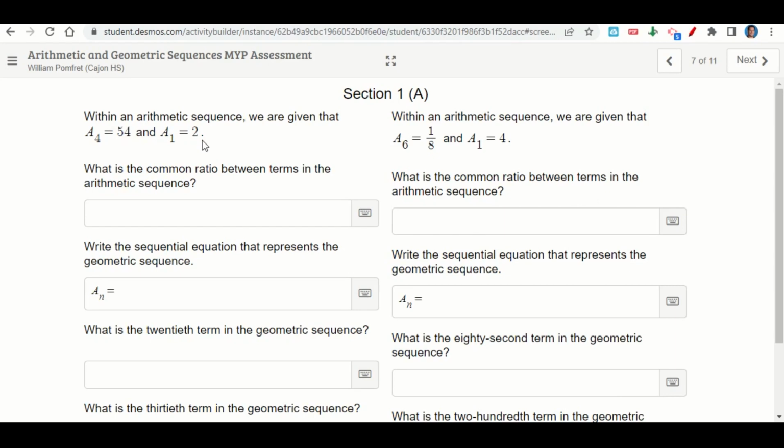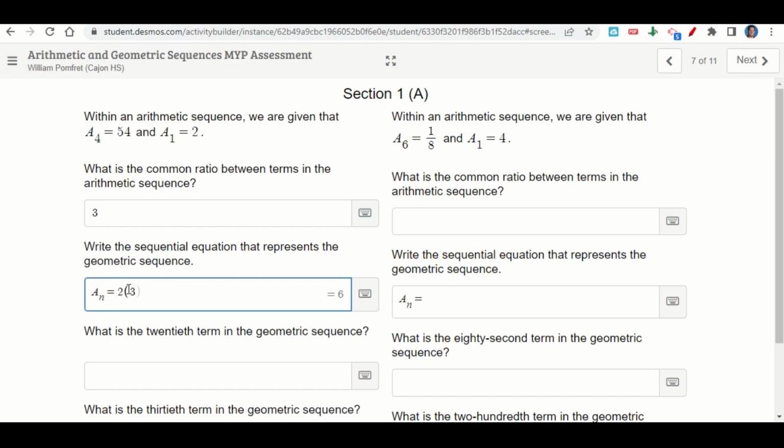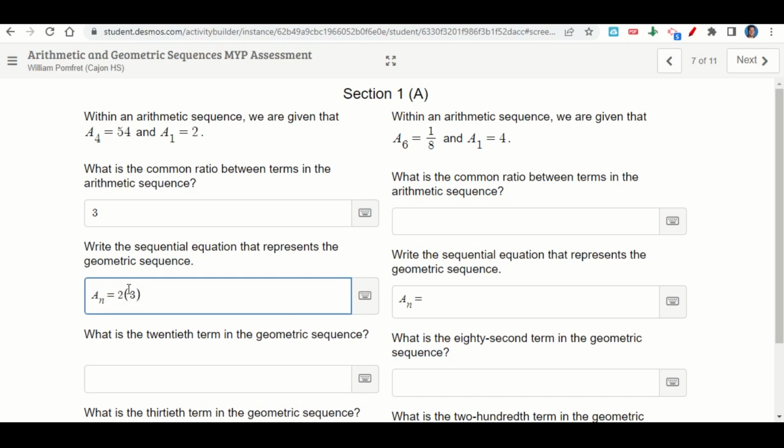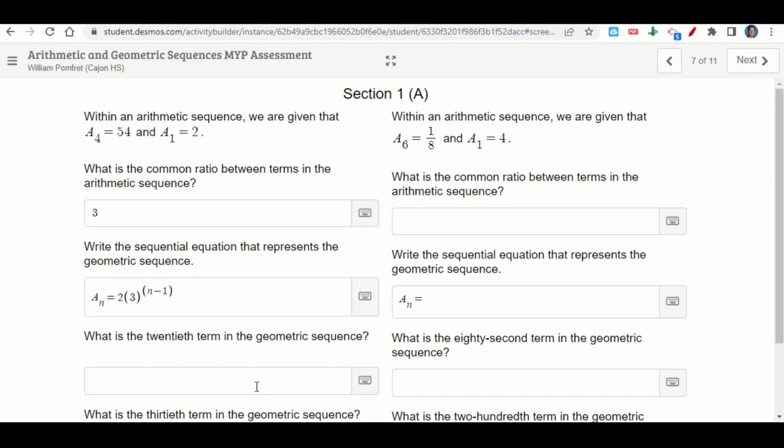Well, we got 2 times 2 is 4, times 2 is 8, times 2 is 16. So 2 doesn't work. What about 3? 2 times 3 is 6, times 3 is 18, times 3 is 54. So my common ratio is 3. So we're going to go ahead and plug that in. So we have AN is equal to, we have our A1, which is 2, times 3 to the n minus 1 power. So that would be my equation.